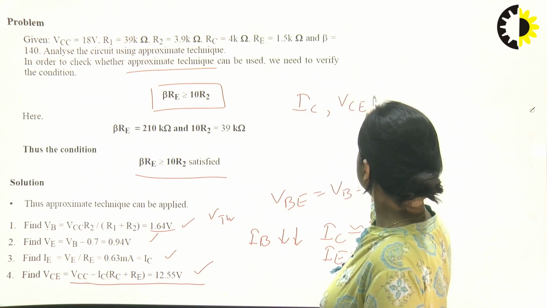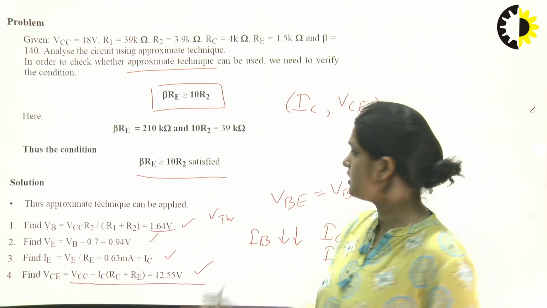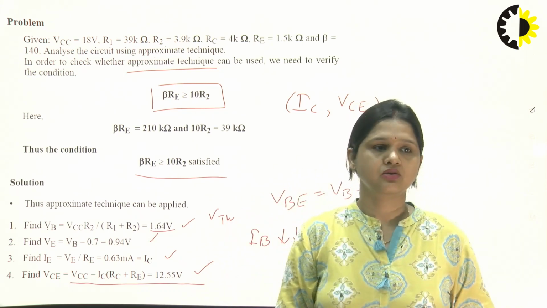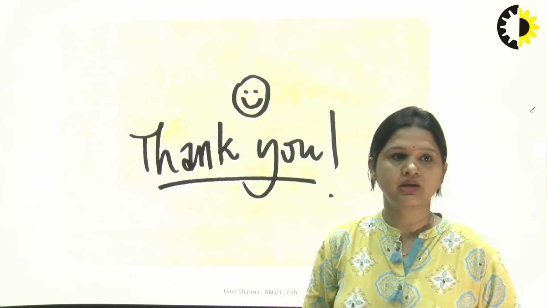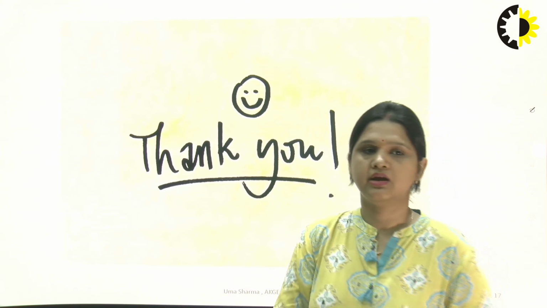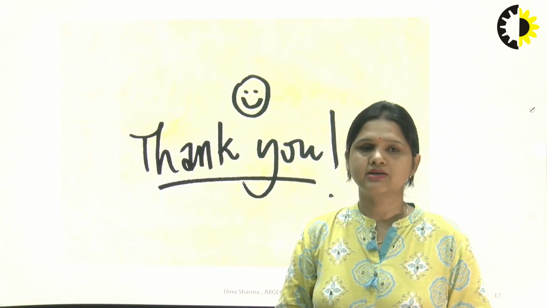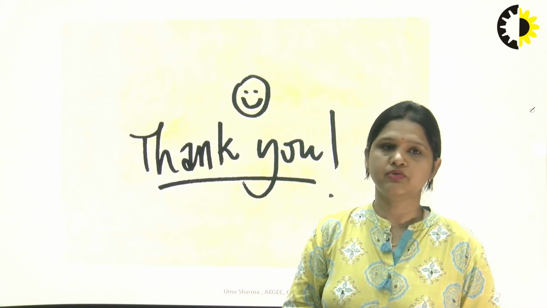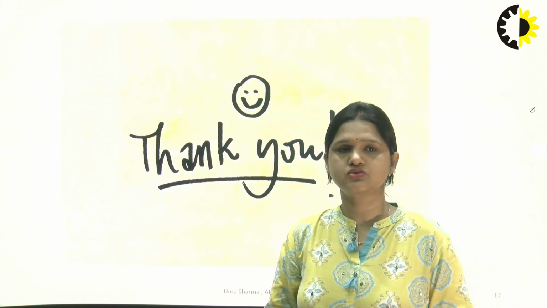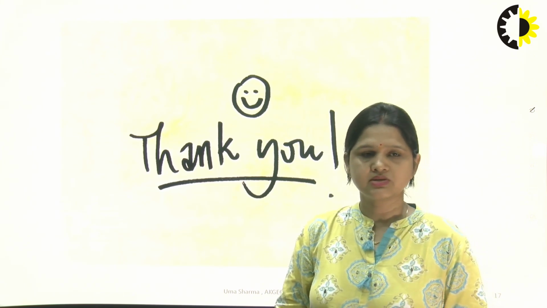So for each and every biasing technique, your biasing points are IC and VCE, and using the biasing methods, we can stabilize the biasing points. So stability is most important in this topic. Biasing is required before applying the AC analysis to the circuits. So this is a very important topic of analog circuits.